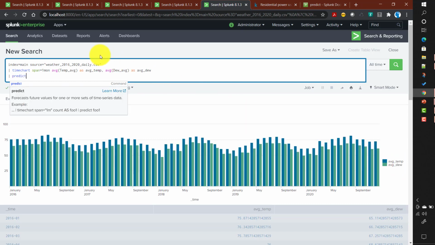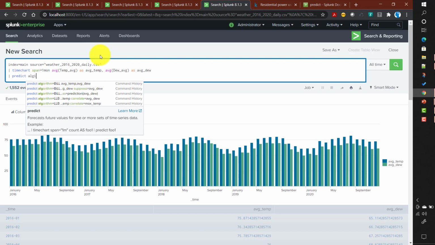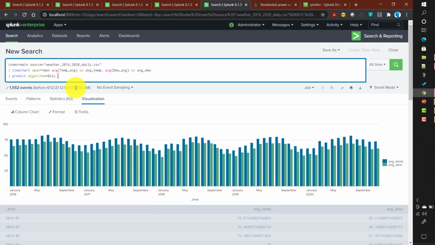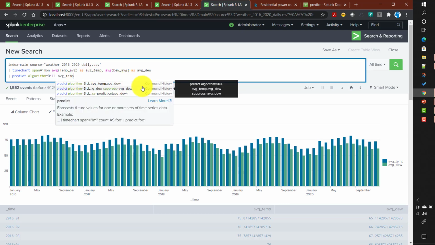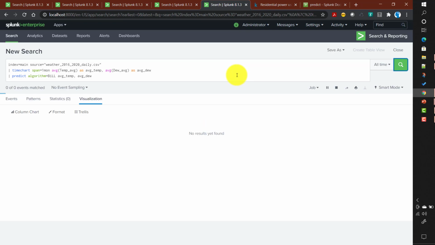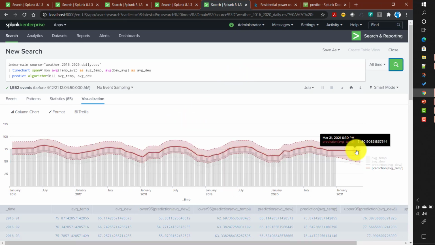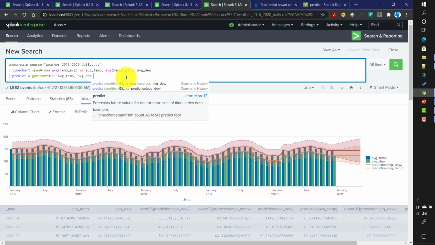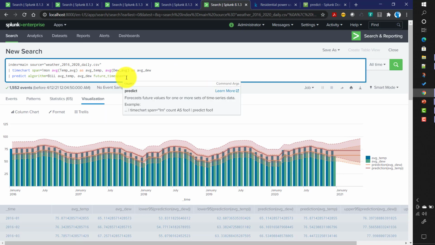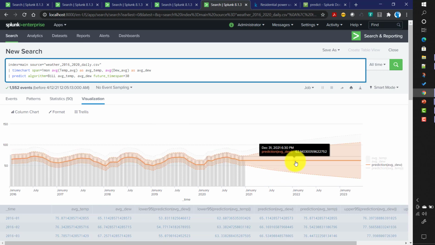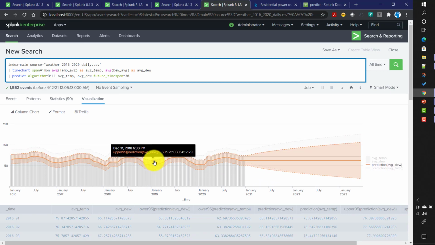So we can use the algorithm called LLP5 over here to predict multiple time series, the average temperature and the average dew. Okay, so if I just run it, now it is predicting the average temperature as well as the average dew, but it looks like it is not taken into consideration. So if I give future timespan as 30 as well, so that you can see longer future values, you will see it does not take into consideration the seasonality factor. So this is a very basic algorithm.